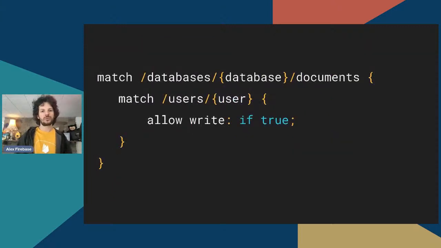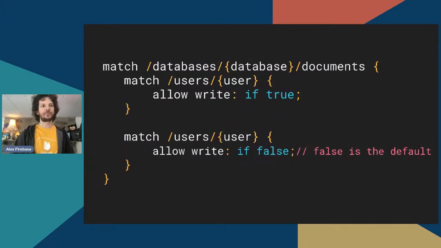Now, if we look at a rule, the simplest version of it would be just an allow write if true, which means that anytime somebody tries to write to the users collection, they will be allowed to. Also, you don't really have to specify any false rule, any rules that will always evaluate to false, since false is the default anyways. I would recommend you just specify the rules that are allowed and not really worry about things that are not allowed.